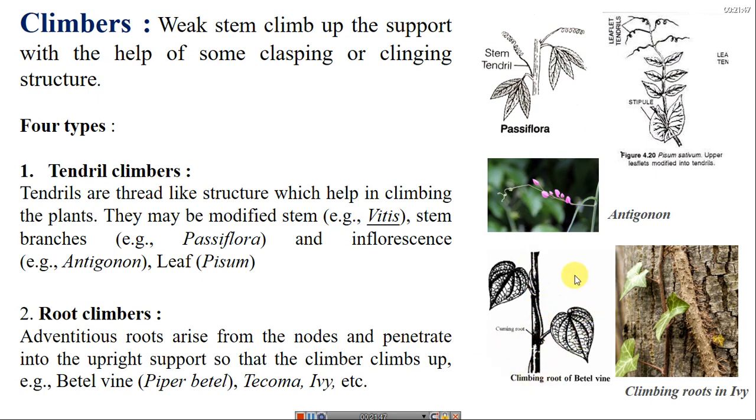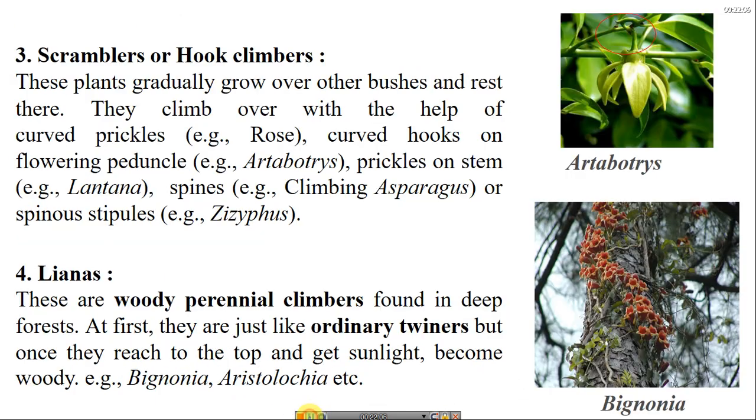For example, you have betel vine that has roots coming out of the internode, or you see ivy plants that have very densely growing climbing roots. Another example is Tecoma. The third type in the climbers is scramblers or hook climbers. They have special structures known as hooks or prickles or hooked peduncles or spines that help them to climb onto the bushes or trees.